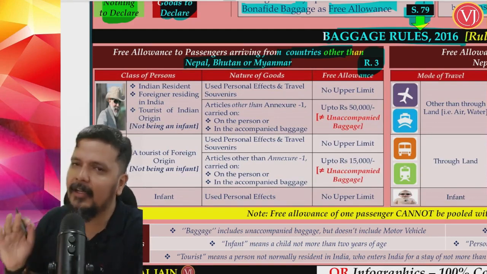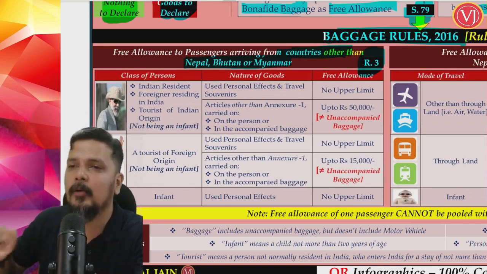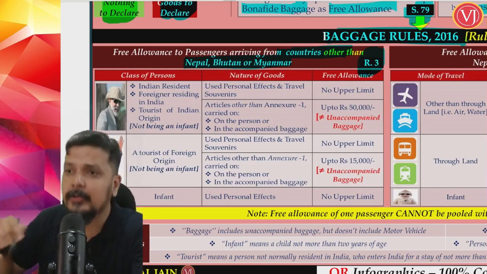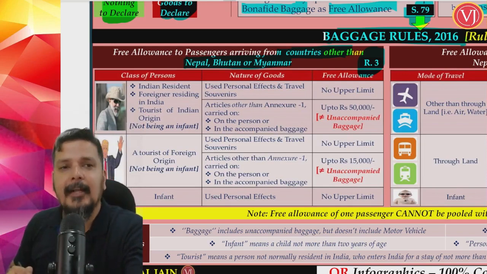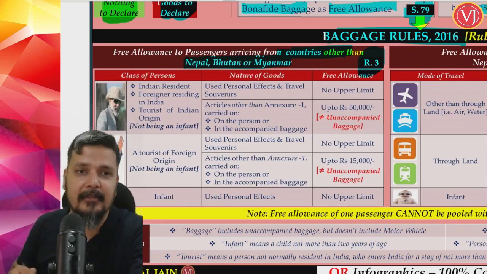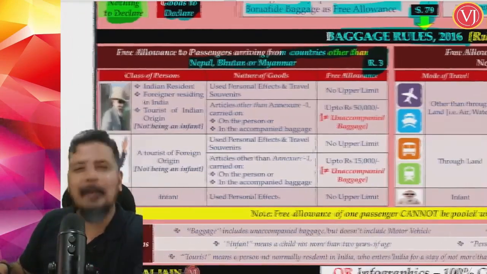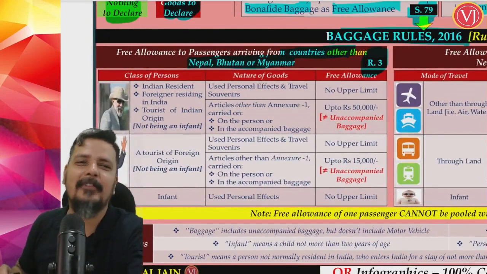It's not there. So here it is: Nepal, Bhutan, Myanmar. Why am I telling this? If you're coming from USA to India, rule 3. China to India, rule 3. More exemption. And people misuse this China provision like hell.